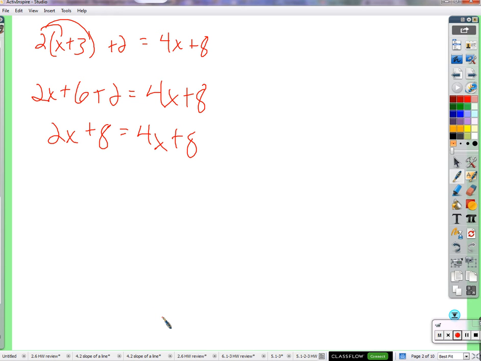If 2x plus 8 equals 4x plus 8, you would subtract 8 from each side, right? Yeah. If this were a 9 instead of an 8, I would subtract 8 from both sides, or subtract 9 from both sides. But see, we need to choose one side to cancel the constant on. And it turns out when we subtract 8 from this side, we cancel out the 8 on the other side. So we just get 2x equals 4x.